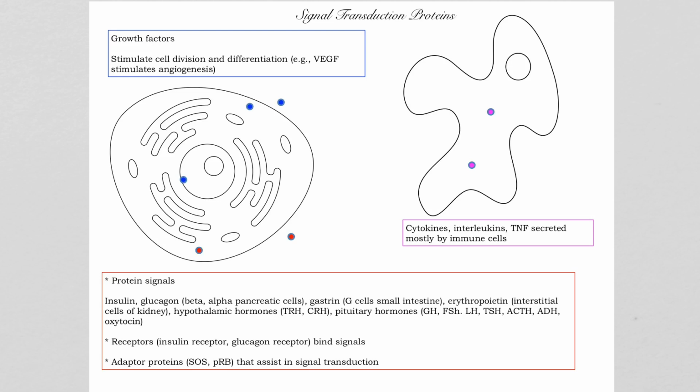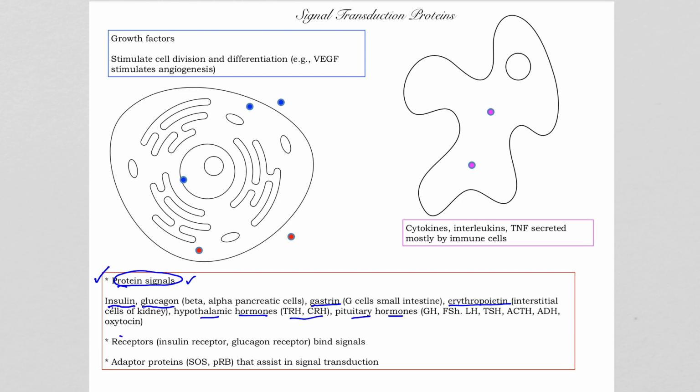In the signal transduction proteins, we shall also include signals that are proteins, protein signals. There are many signals that are proteins. So for example, your protein hormones such as your insulin, your glucagon, gastrin, erythropoietin, the hormones from the hypothalamus, the hormones from the pituitary gland. Okay, so all the protein signals, we shall categorize them under signal transduction proteins.